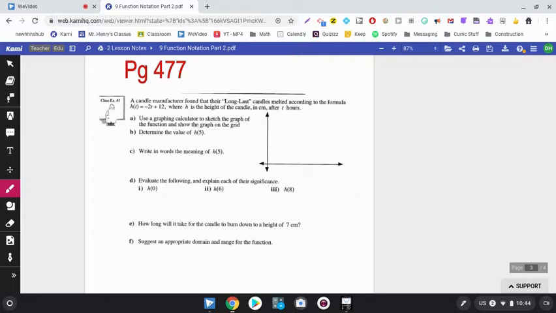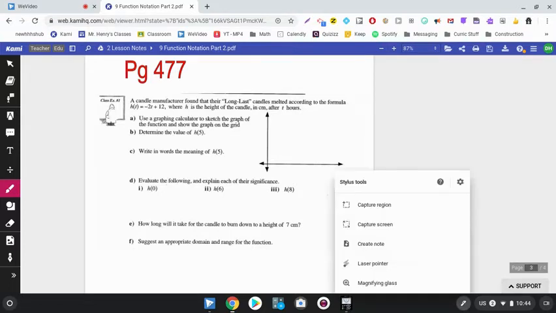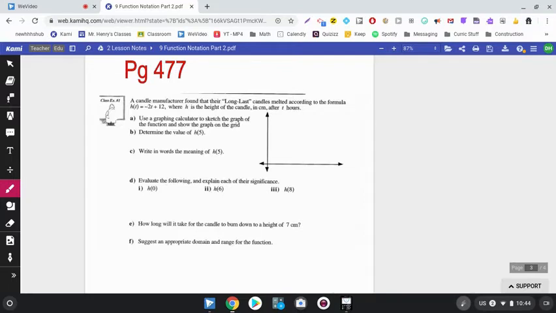A candle manufacturer found that their long-last candles melted according to the formula h of t equals -2t plus 12, where h is the height of the candle in centimeters after t hours. So here's where my function notation kind of has a name to it. H of t, well, we chose h for height, we chose t for time. So the letters maybe have a bit of significance in terms of the name.